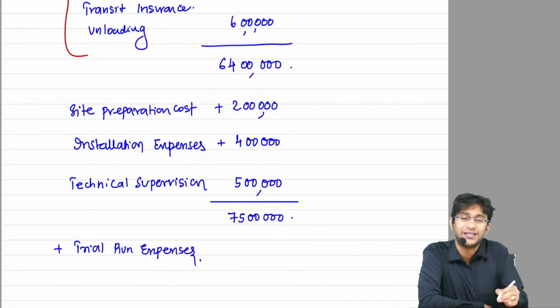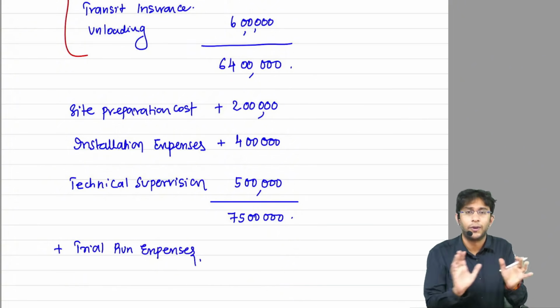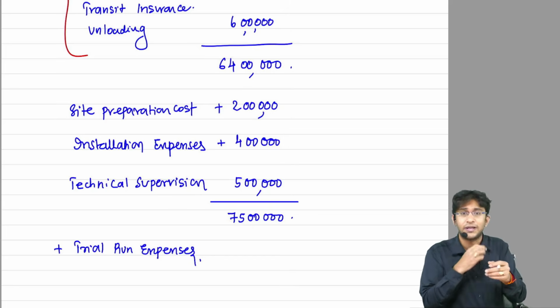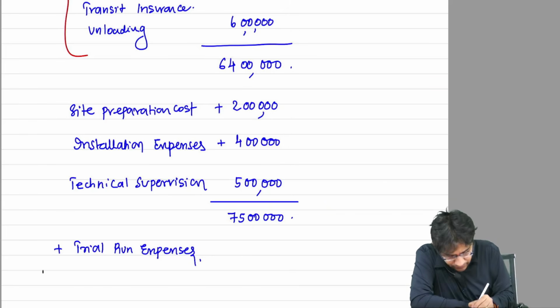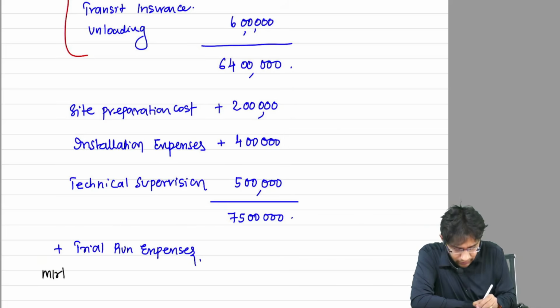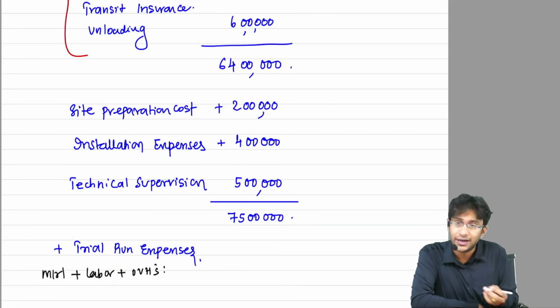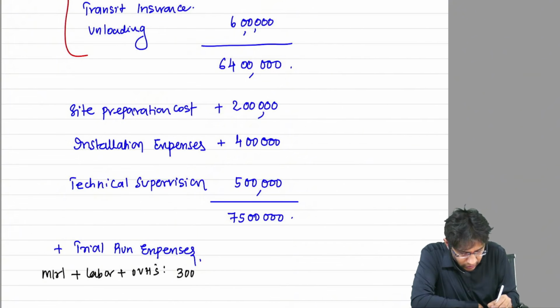Trial run expenses basically is the testing phase, whether the asset is properly working or not. So what is the purpose of trial run expenses, and what exactly are you spending there? What I am spending here is, I have to input some raw material, I have to incur certain labor cost, and I might have to incur certain overheads for this. Let's say all this put together is 3 lakhs.